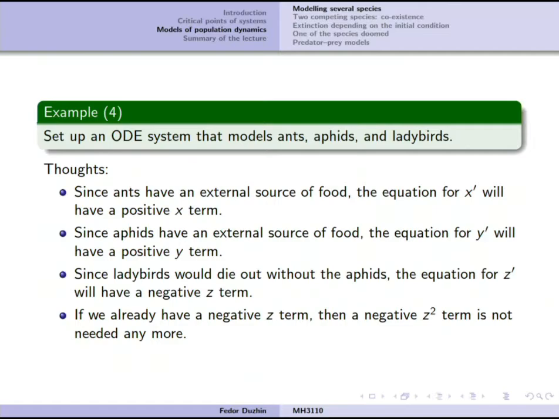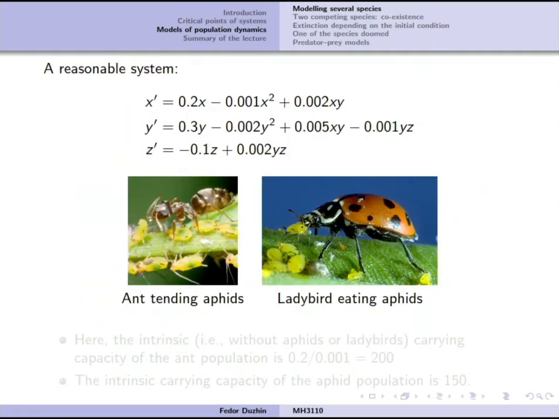And then, of course, if we have a negative z term, then in the logistic equation, usually there is a positive x term and a negative x squared term, but here the negative z squared term is not necessary because the z term is already negative. So for the ladybirds, we are not going to have minus z squared. Okay, so here is a reasonable system. So why is it reasonable? These are ants. x are ants.